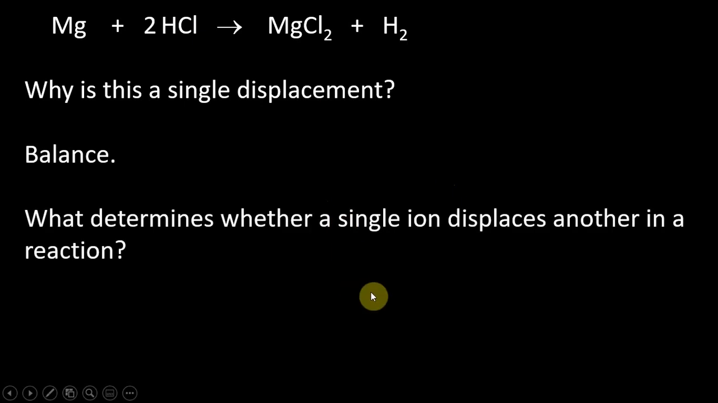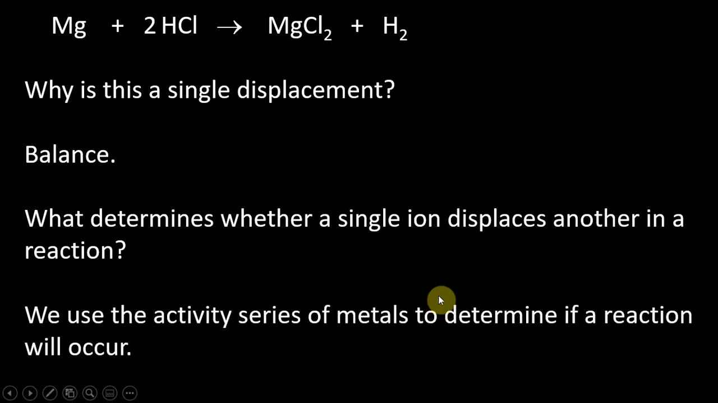Now, the question, of course, is what determines whether a single ion displaces another in a reaction? For that, we have to use the activity series in our periodic table. We use the activity series of metals, and it gives us a list of the various metals in order of reactivity. So you need to have this beside you as a tool. You will be allowed to use this for all tests and so on and so forth. So make sure that you have it with you.